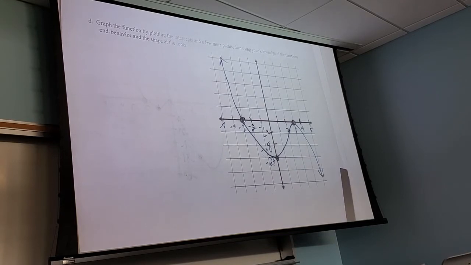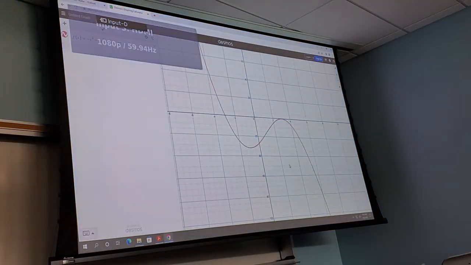And let's verify that real quick here. Let's see what this looks like. Hold on, everybody. Negative x cubed plus 3x squared plus 9x plus 27. Okay. There we go. It looks nice. Bam. Look at that. Isn't that basically what we had?